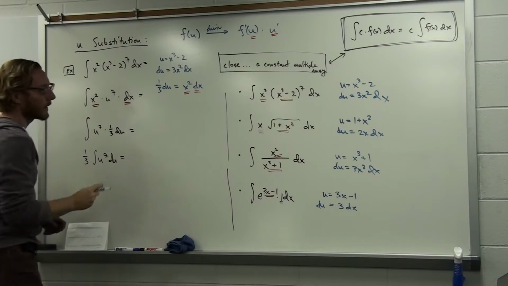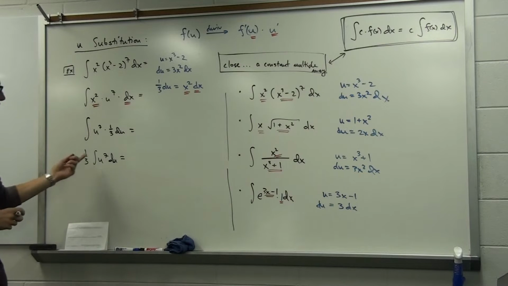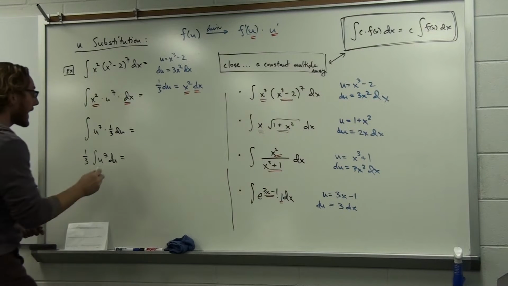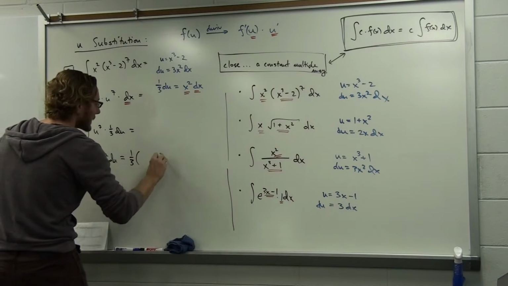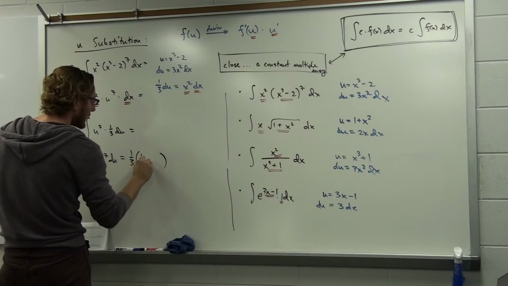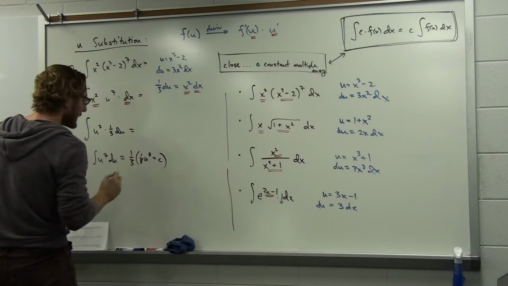And now, at this point, breathe easy because look at all we have left. All we have left is u to the 7th inside our integral. All we have to take the antiderivative of is u to the 7th. And that is not hard because the integral of u to the 7th is 1/8 u to the 8th plus c.